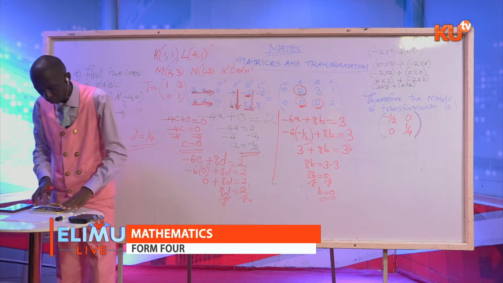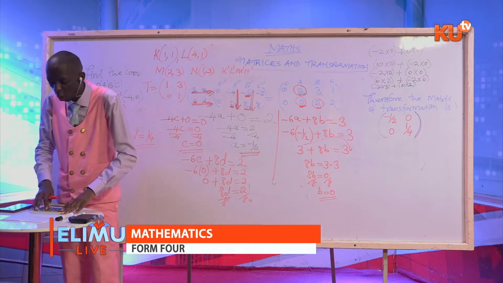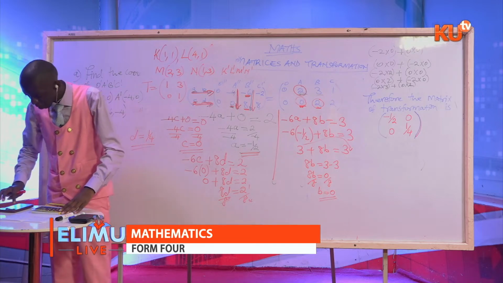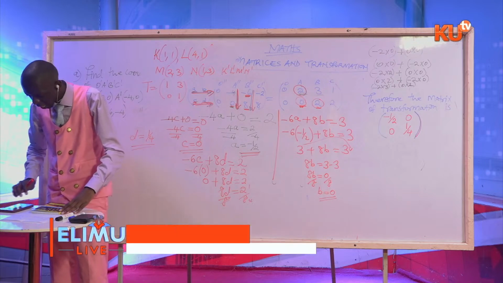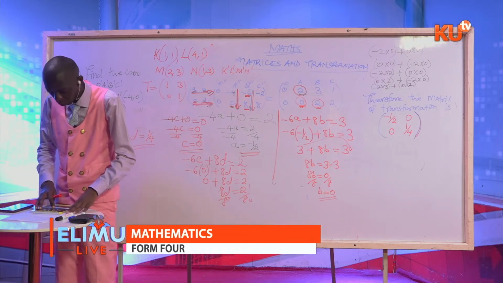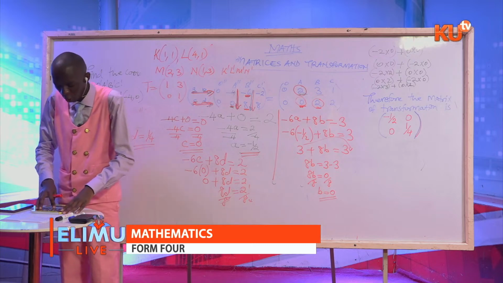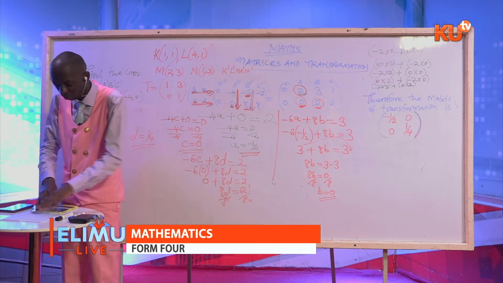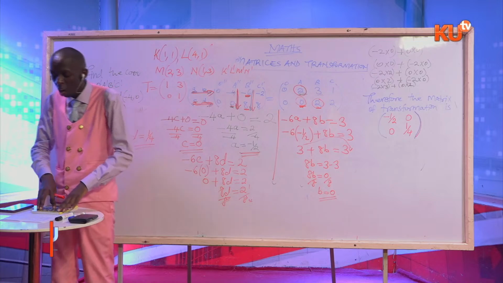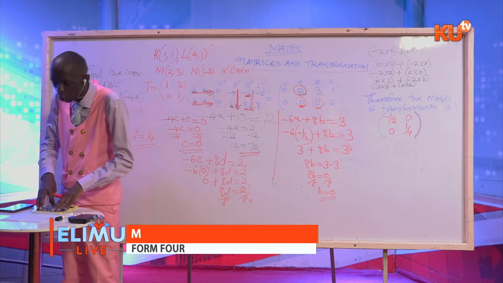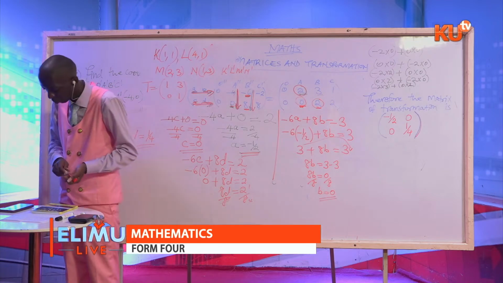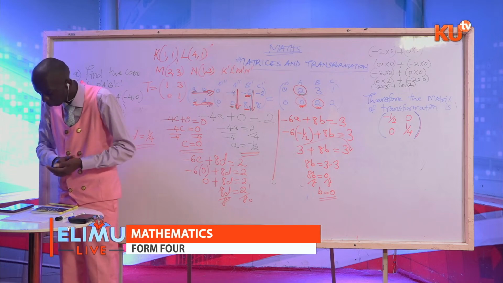Question A. Determine the coordinates of the image. Question B. On the grid provided, I know you are writing it. On the grid provided, draw the object and the image.